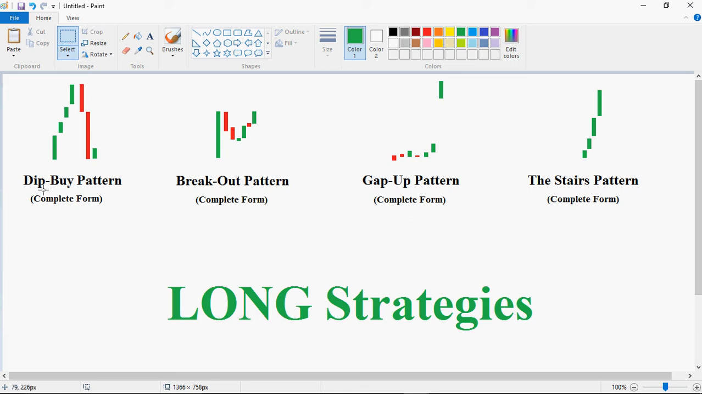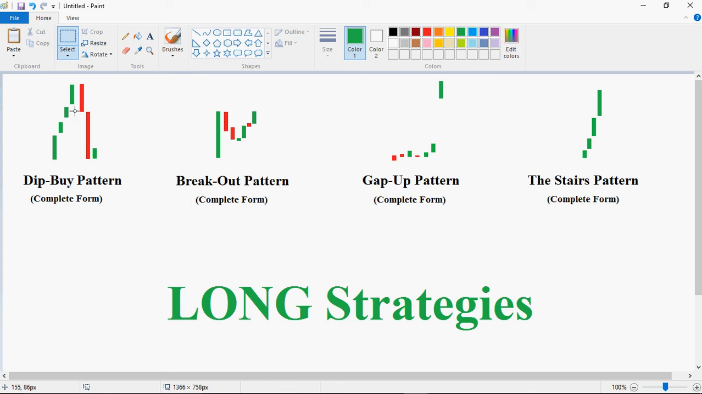The first one is the dip buy pattern, breakout pattern, gap up pattern, the stairs pattern. And as you can see, this is how they look. Now I know for beginners this looks confusing. That's fine. There's a lot of questions. What do I mean by pattern? What's the use of these things I'm showing you here?